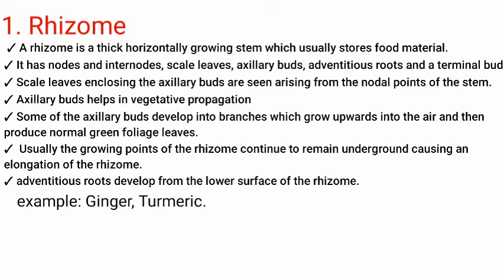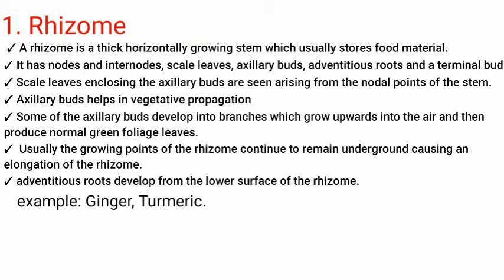A rhizome is a thick horizontally growing stem which usually stores food material. It has nodes and internodes, scale leaves, axillary buds, adventitious roots, and a terminal bud. Scale leaves enclosing the axillary buds are seen arising from the nodal points of the stem. Axillary buds help in vegetative reproduction or vegetative propagation.